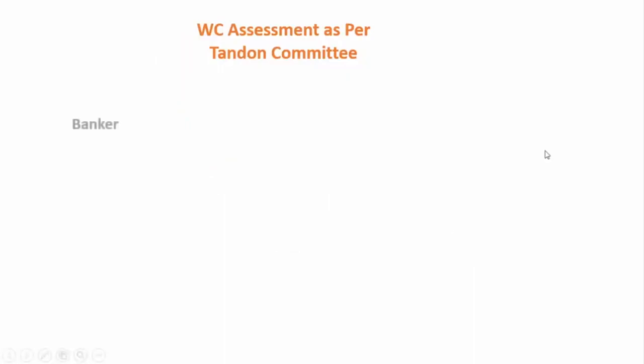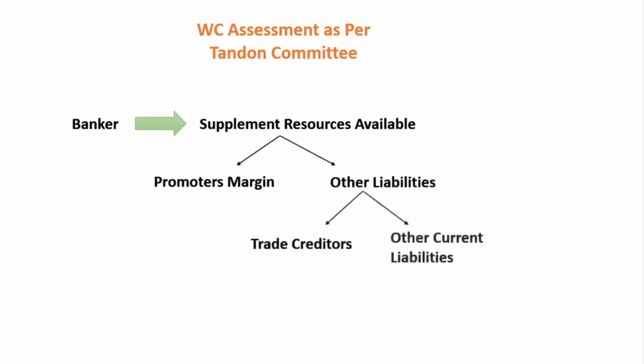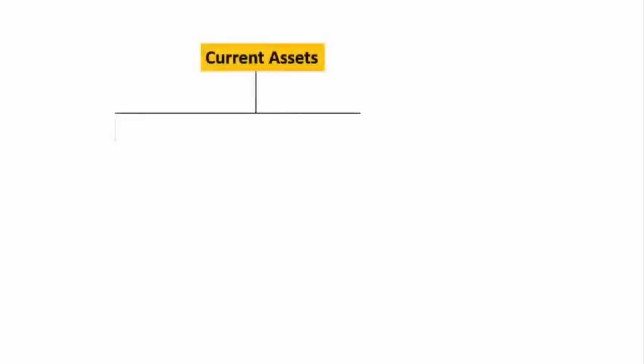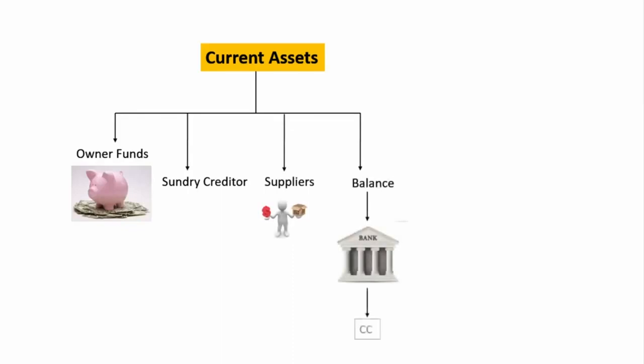As per Tandon Committee, bankers should act as a supplement resource only. Okay, I mean banking fund should not be the core fund. The core fund should come from promoters margin. Then it can come from other liabilities like trade creditors and other current liabilities. It means bank fund should be only the supplementary or the final. So if I put it in this order, current assets should be first funded by owners funds, then it can be funded by sundry creditors, then it can be funded by suppliers, and there should be a balance, and only in that should the bank step in, say in the form of cash credit or overdraft.